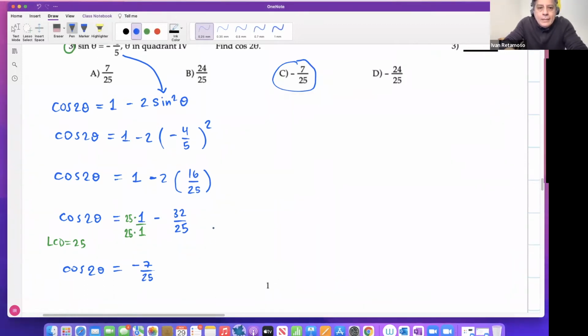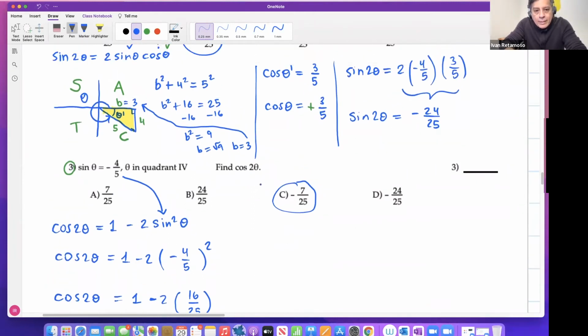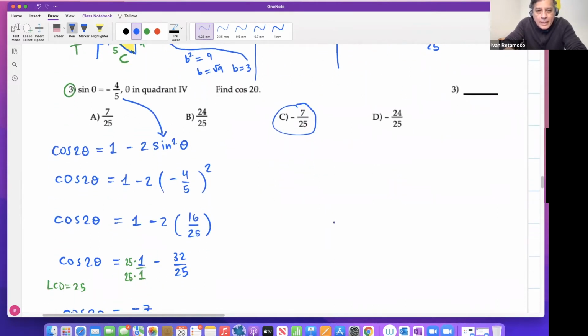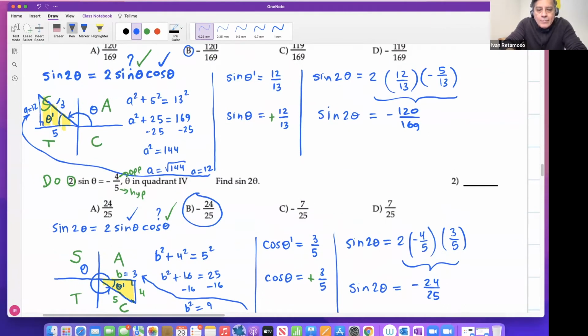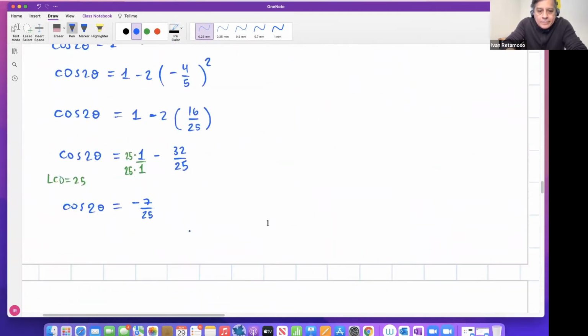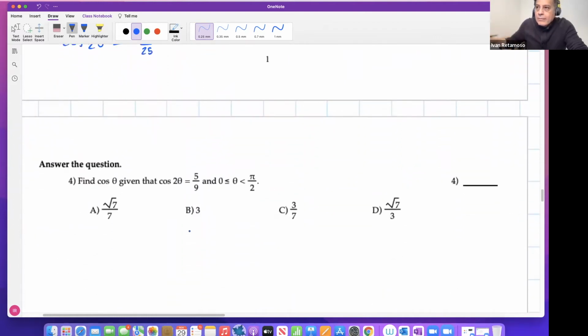So you can see the fact that we have more forms for the formula help us here, right? So to avoid going through this strategy. Sine, unfortunately, has just one form, so you have to go through this. But for cosine, you may avoid. All right, there's another question here where we have to find cosine of 2 theta.